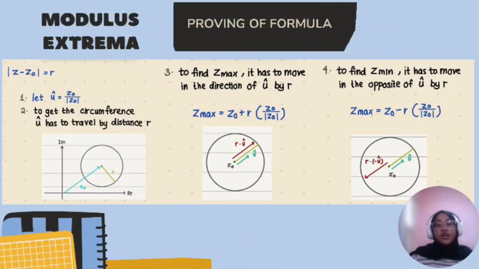Zmax is the point that is the farthest from the origin while Zmin is the closest. We define unit vector equal to Z0 over magnitude Z0. This vector has magnitude 1 and points from the origin toward the center. Zmax moves in the same direction as the unit vector, while Zmin moves opposite to the unit vector.